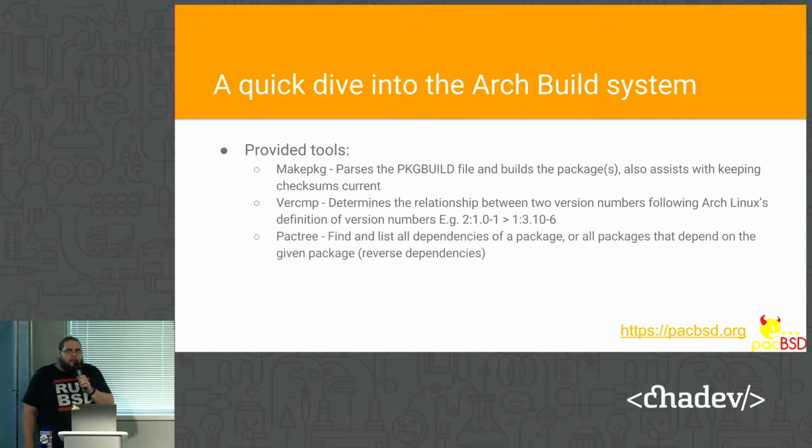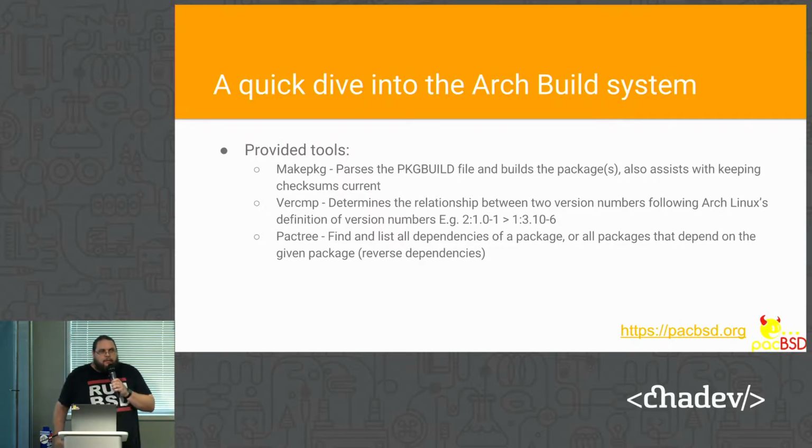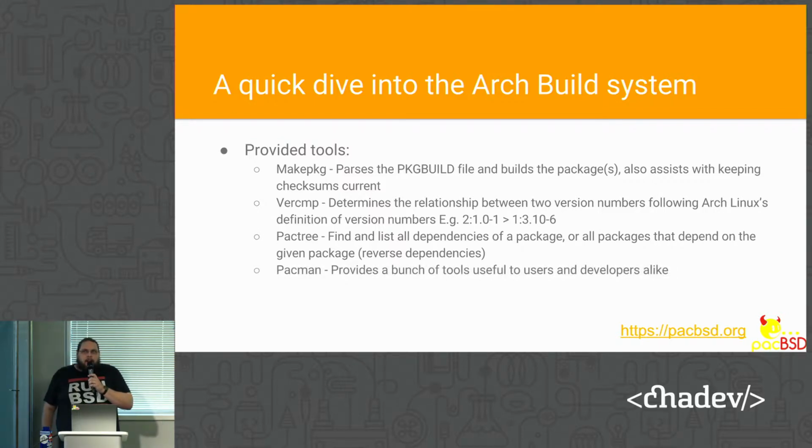And then you have pactree, which is able to list all dependencies of a package, or all packages that depend on it. These are known as reverse dependencies. So if you're updating a library, you can get a list of things that are going to be broken once you push that, so you can know what packages you need to also rebuild after that. And then Pacman itself also includes a bunch of other tools that are useful to both users and developers alike.